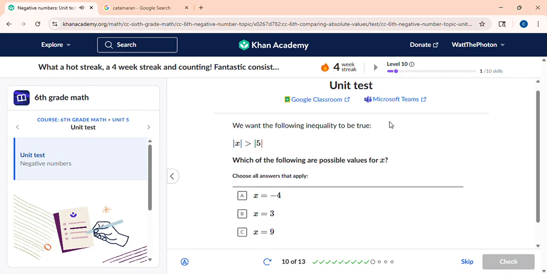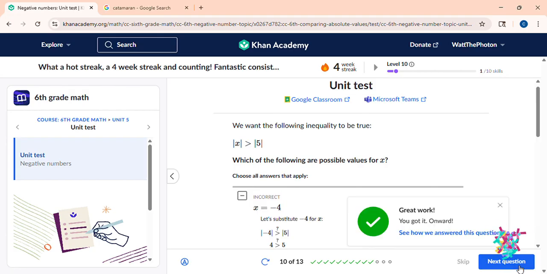We want the following inequality to be true. Which are possible values for x? Has to be above 5. Negative 4 is inaccurate. 3 is inaccurate. 5 versus... There we go.